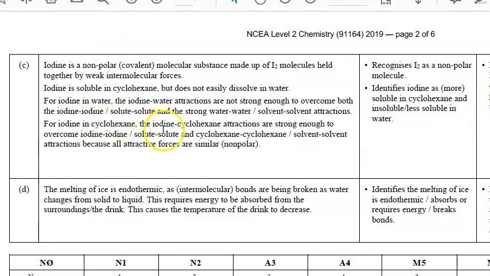For iodine and cyclohexane, the iodine to cyclohexane attractions are strong enough to overcome the iodine to iodine and cyclohexane to cyclohexane attractions because all attractive forces are relatively similar. So they're all non-polar forces together. So that's a relatively tricky question. This is only the second time in the last 15 years that a solubility question has come up. So it's good to revise and do your best with this.